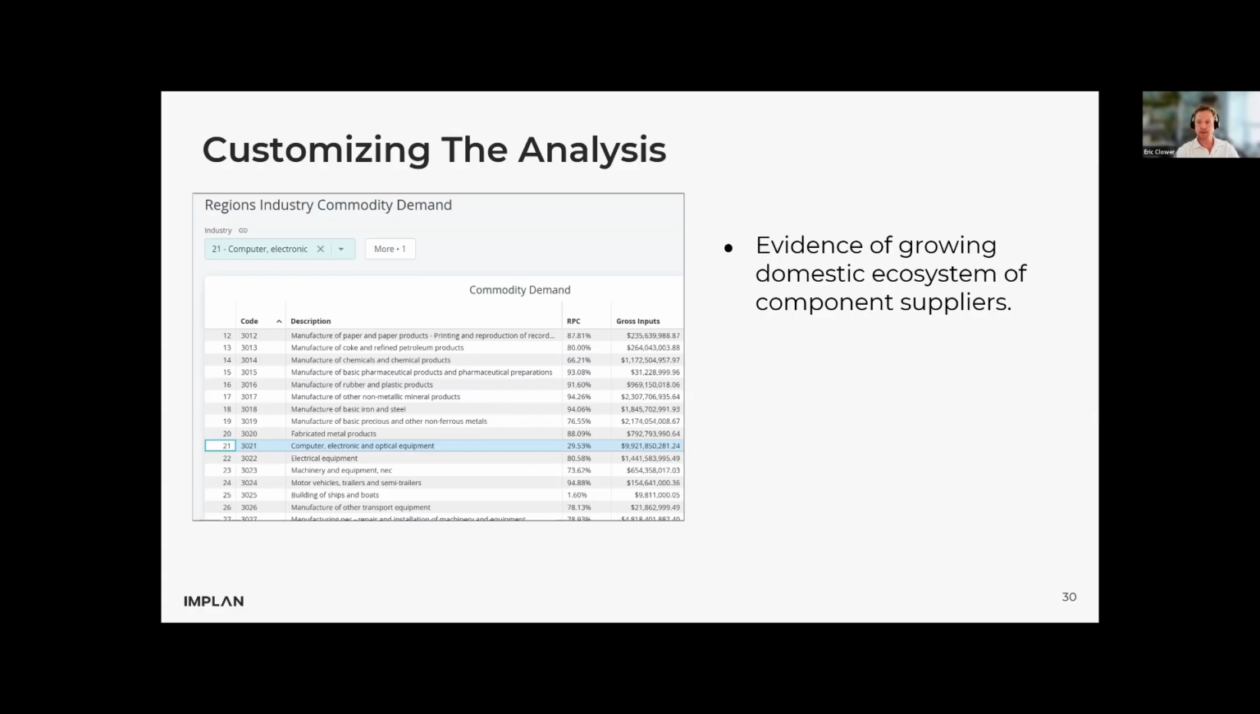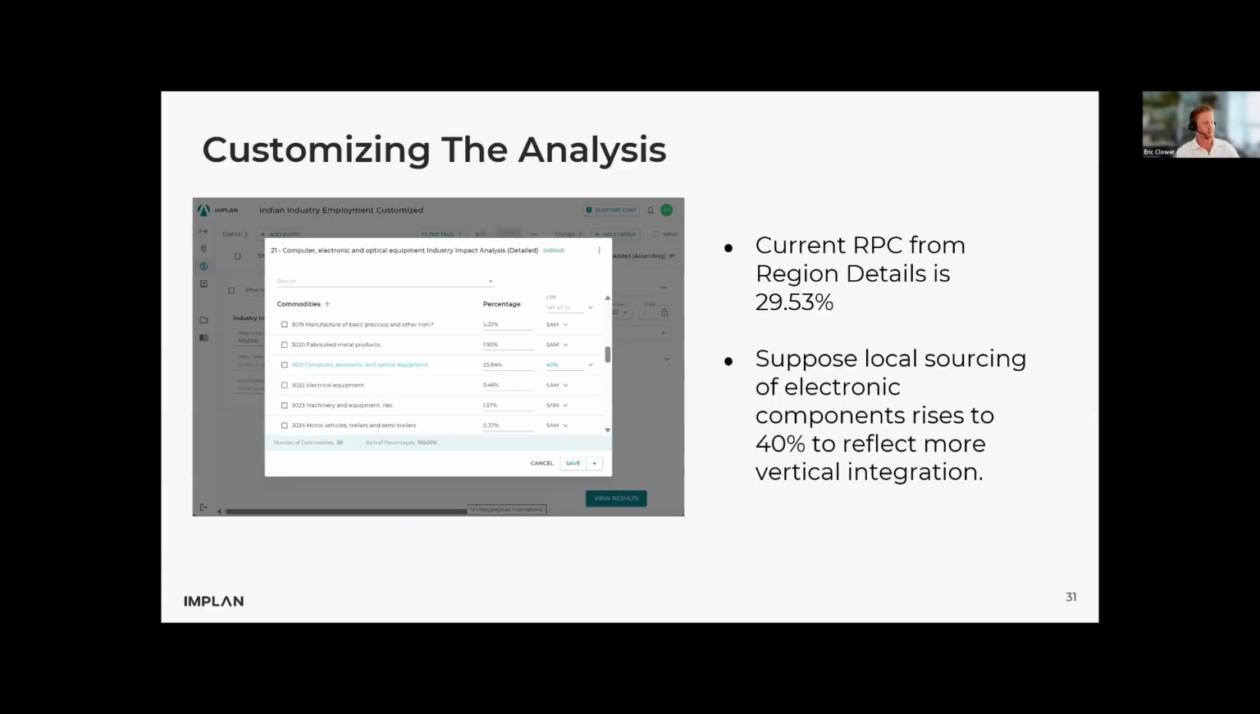So what if we want to tailor this? We want to see, okay, what is the impact of this increase in component suppliers? So let's suppose, and again, this is all supposing, I've made some big assumptions. Let's suppose that we want to increase this RPC from 29.53%. So this essentially tells us that 30% of demand for electric components in India is currently being met by domestic suppliers, with the rest being imported. So let's customize this and increase it to 40%. We can do this very easily in IMPLAN. It's very intuitive, and there's a lot of content on the support site to show you how to do this.